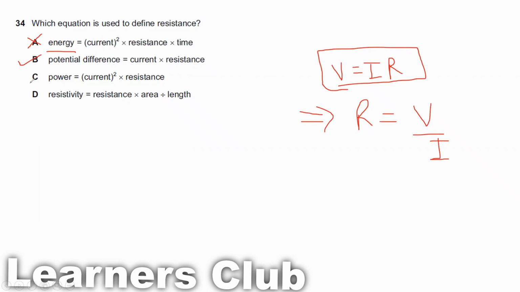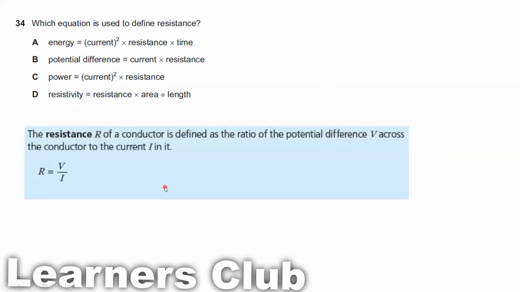Power, these are derived equations. It's not the answer. This is for resistivity. It's not the option. The correct answer for this question is option B.